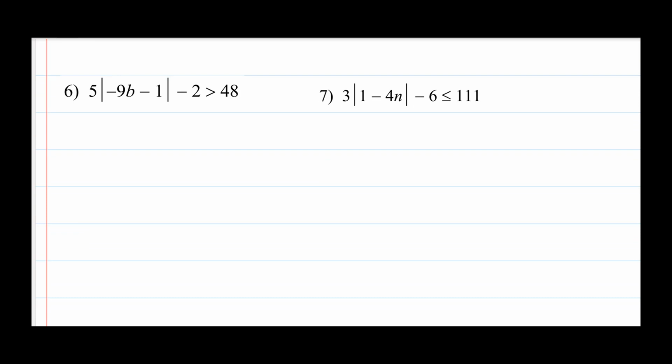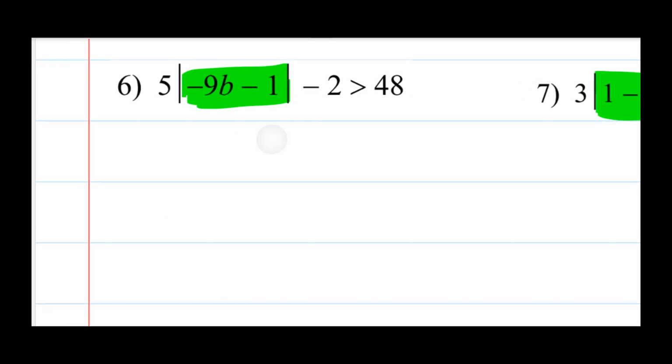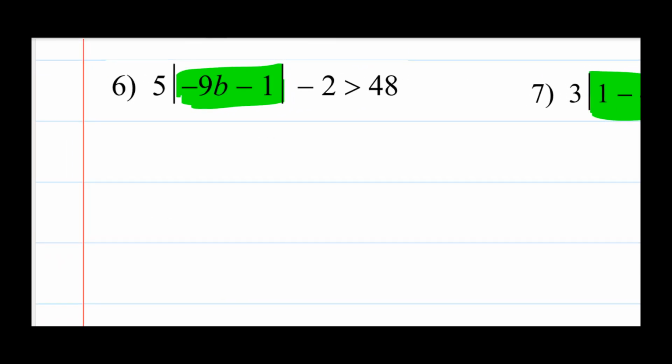Now, I'm going to call the absolute value piece the blob, right? So this piece right here in example number 6 and this piece right there, that is the part that we want to isolate. So this is going to be very, very straightforward, solving one step at a time. Just like you would an equation, you'll start by working from the outside to the inside of that blob. So outside, that first thing we're going to do is move that -2 over. And when you do that, you'll end up with 5 times the absolute value of -9b minus 1 is greater than, when you add 2 to both sides, you get 50.